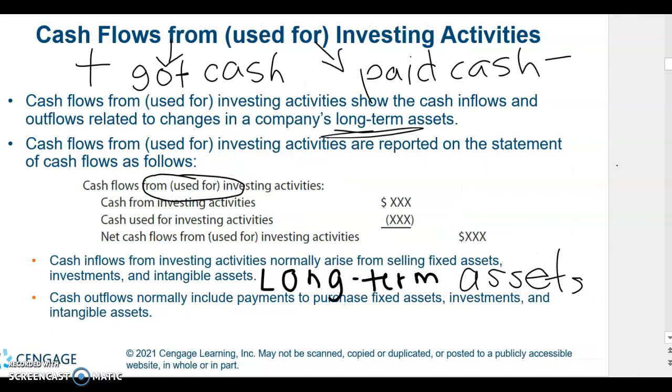Cash inflows from investing activities normally arise from selling fixed assets, investments, and intangible assets. You can remember this by saying selling long-term assets. Same thing with cash outflows, which include payment to purchase fixed assets, investments, and intangible assets. So you can remember this as purchasing long-term assets.